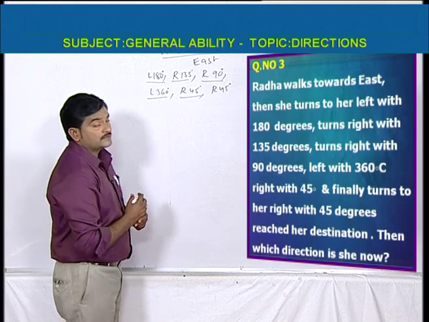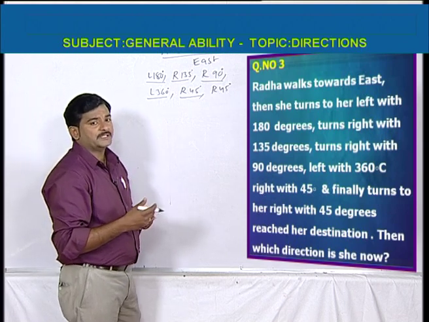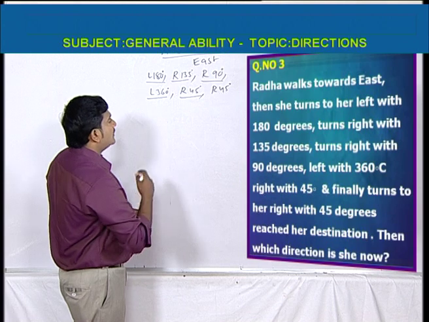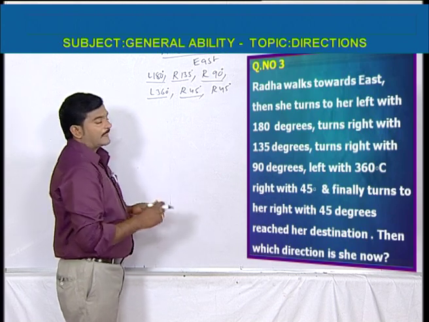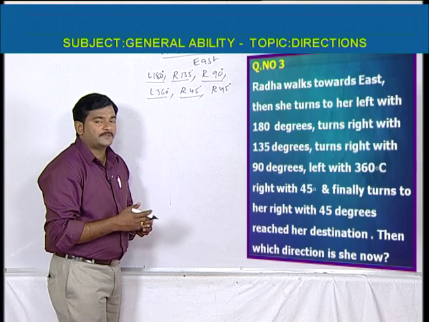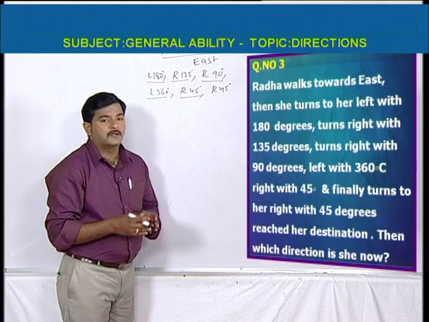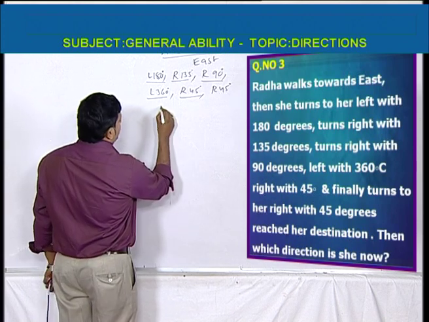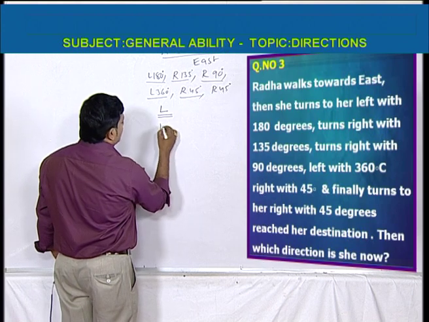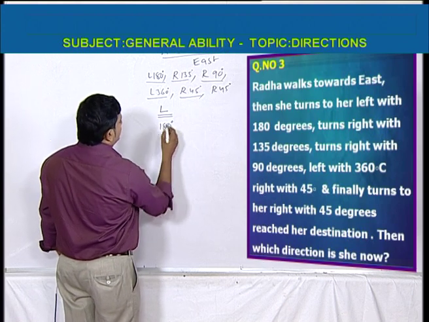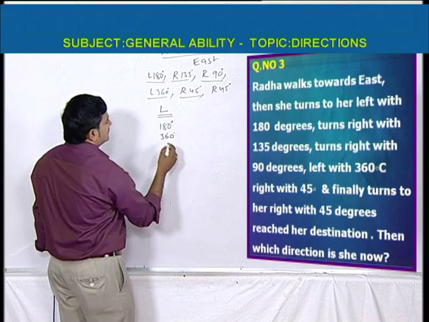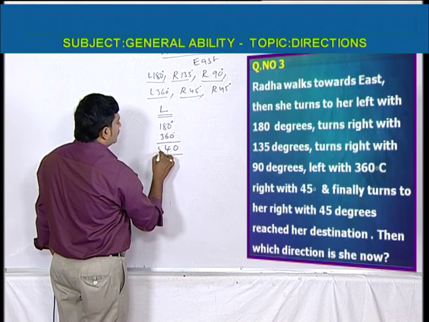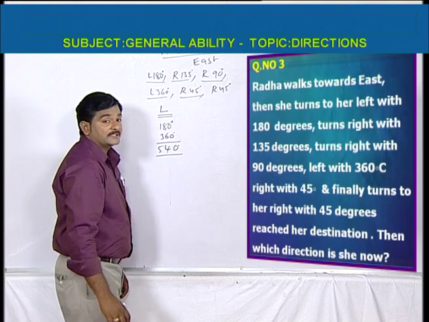So again, to solve these questions, in general we can solve without using any shortcuts, or simply there is a shortcut for this type of question also. What you have to do is simply add all the left side angles and add all the right side angles. Taking all left side angles, the first angle is 180 degrees, and next you are getting 360 degrees. There are only two left side angles. So 540 degrees I am getting.